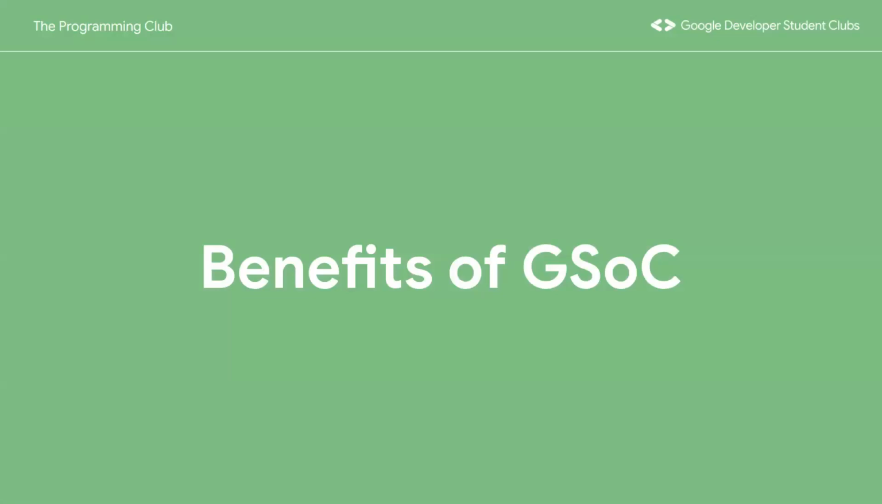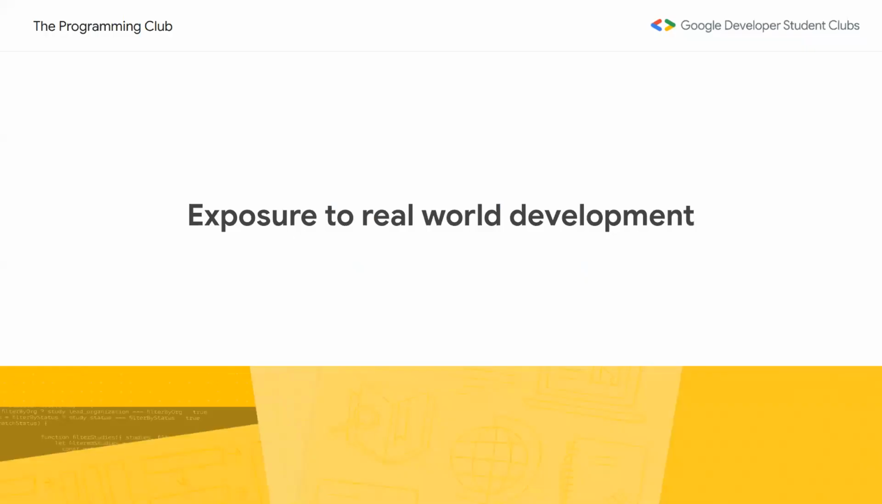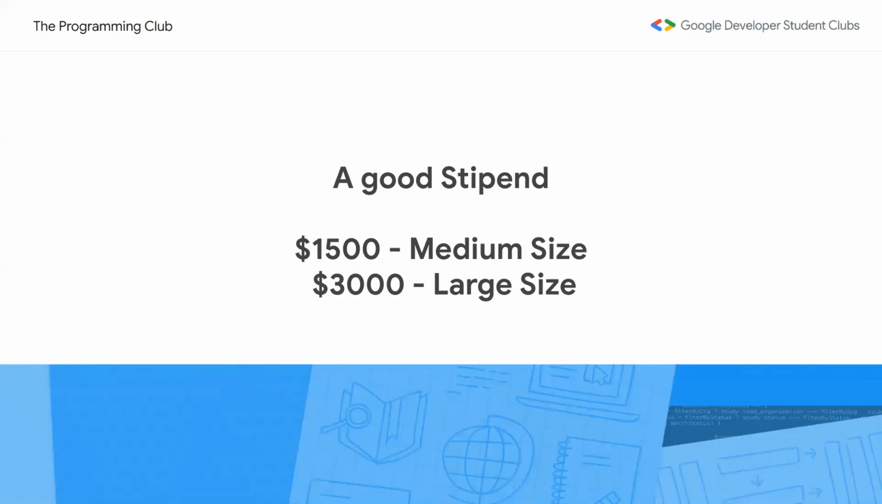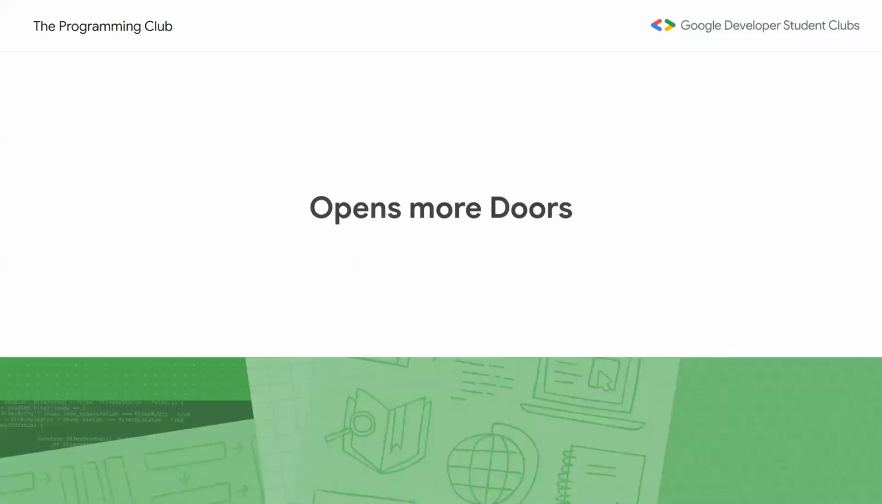Some benefits of GSoC are that you get exposed to real world development, and there is always a stipend: for a medium sized project in India, it is $1,500, and $3,000 for a large sized project. Medium sized projects last around 10 to 12 weeks, and large size is almost 18-20 weeks. So it opens more doors. You can mention this in your resume, you can get internships maybe, or you can even use this.